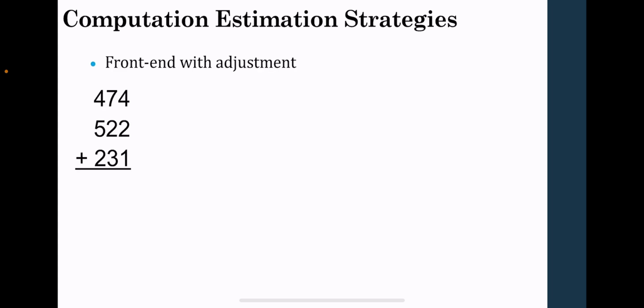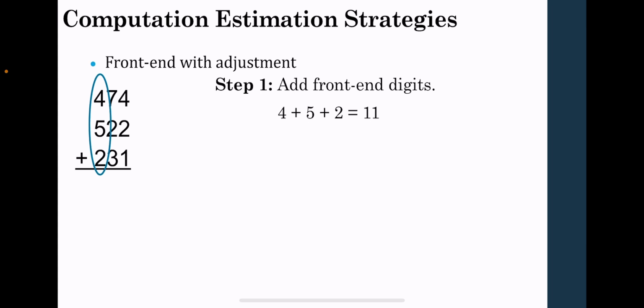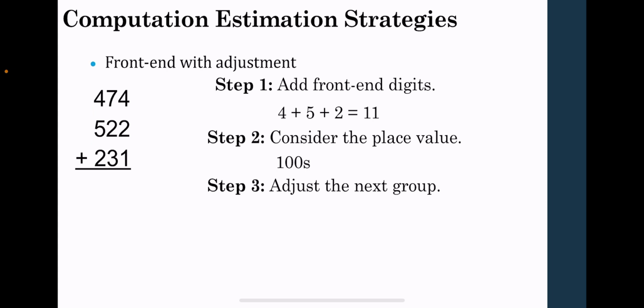All right, so front end with adjustment. With this estimation strategy, you're going to start by adding the front end digits. So talking about 4, 5, and 2. We're going to do 4 plus 5 plus 2 is 11. We're going to consider what place value we're working in here. So 4, 5, and 2 are in the 100s place. We're just going to take that into consideration whenever we get to the end.